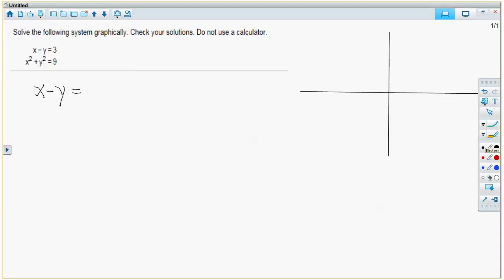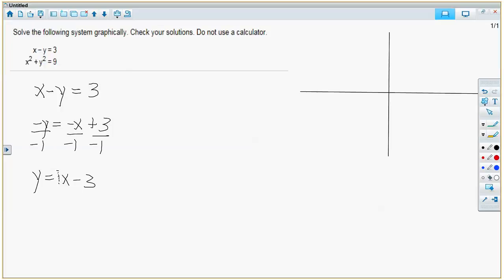x minus y is equal to 3. Solve for y. Negative y is equal to negative x plus 3. I just brought the x over to the other side. Divide by negative 1. Divide by negative 1. Divide by negative 1. And you get y is equal to negative x divided by negative 1 is x, and minus 3. So that means you've got a vertical shift of negative 3.